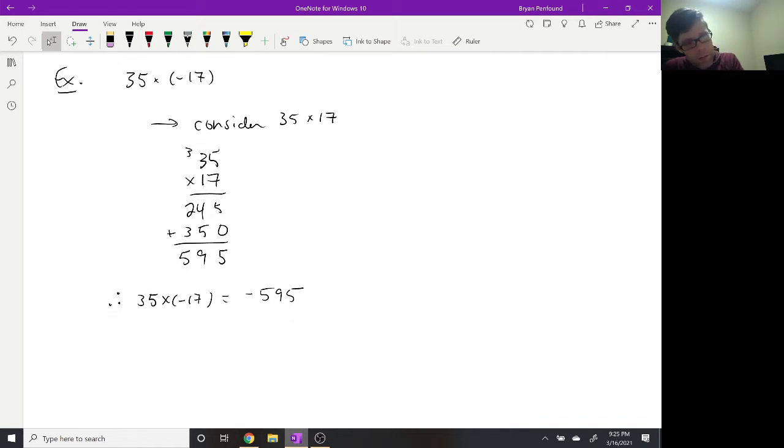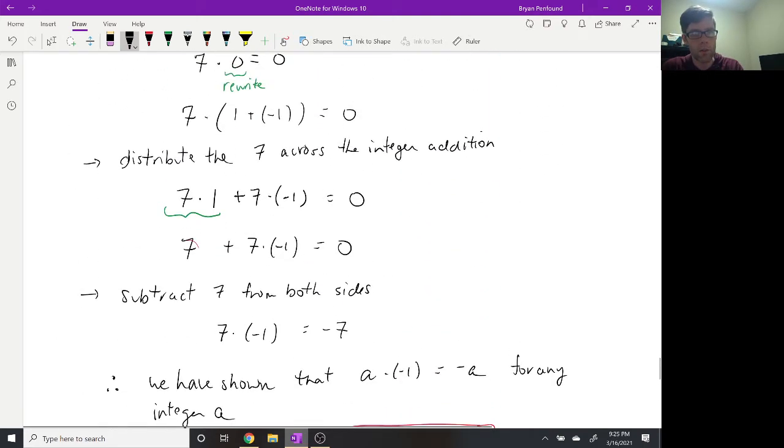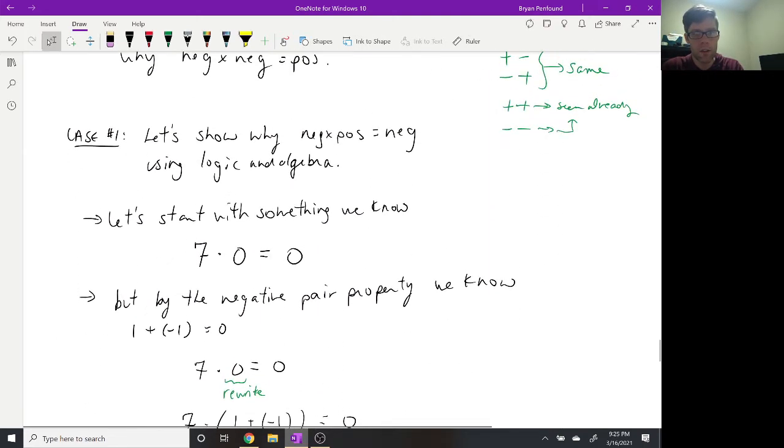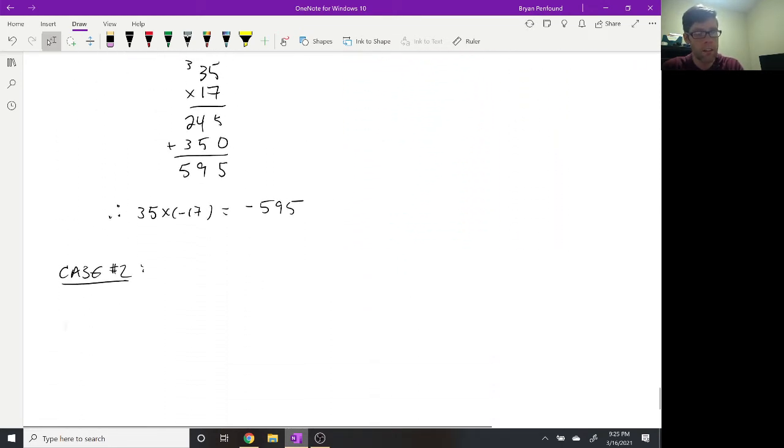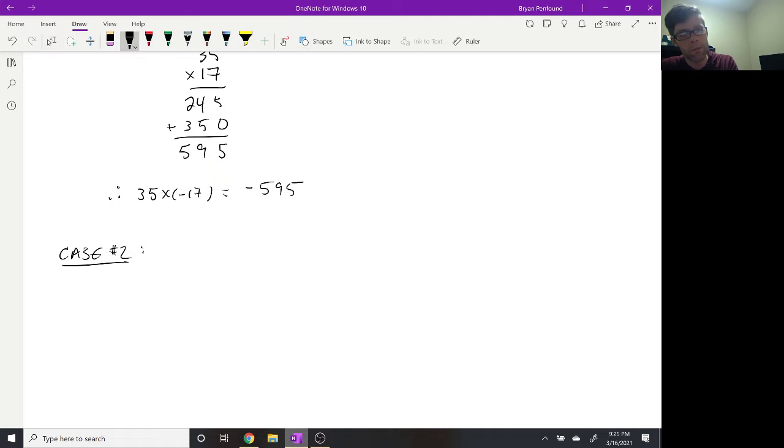Okay, so that is case number 1. That's dealing with a positive number times a negative number. Let's look at case number 2. Case number 2 is, we're going to show that a negative times a negative should be equal to a positive, from a logical kind of standpoint.